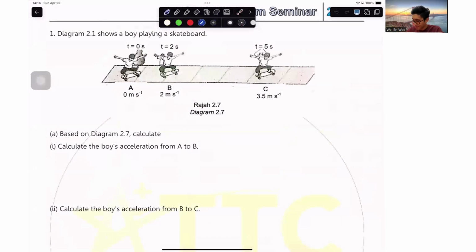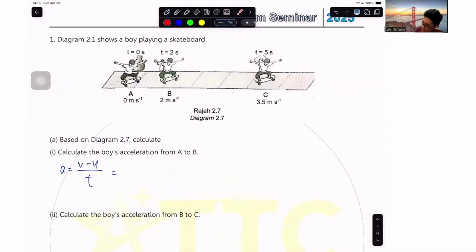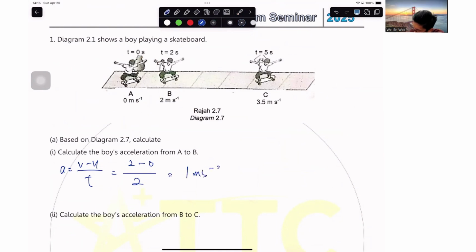I'm going to write it down. a equals v minus u divided by t. So v is final velocity, u is initial velocity. From A to B, the final is 2, the initial is 0, divided by the time. Time from 0 to 2 is 2 seconds. So a is 1 meter per second squared. The unit for acceleration is meters per second squared.